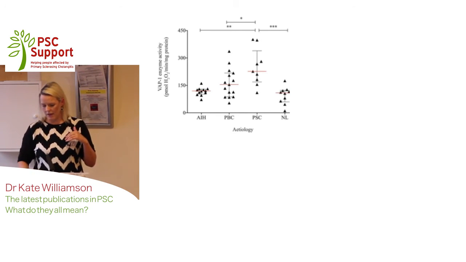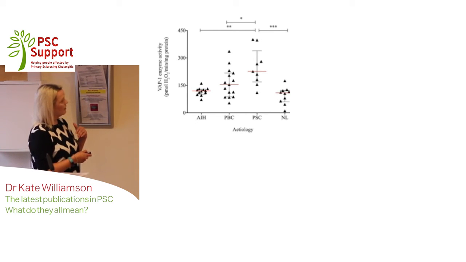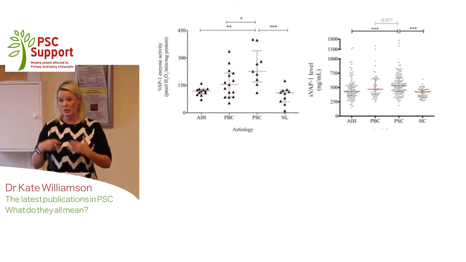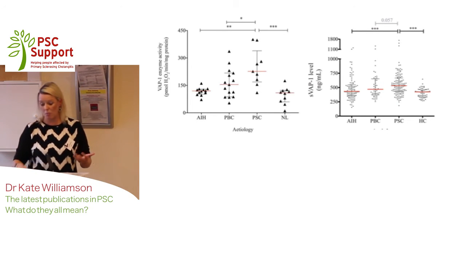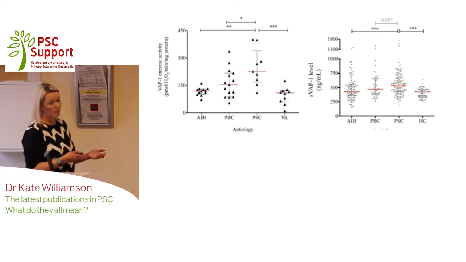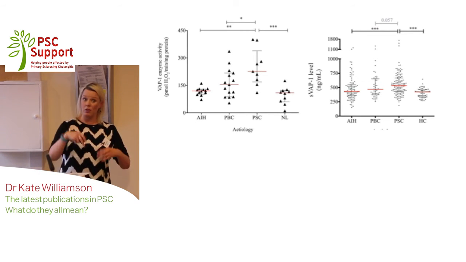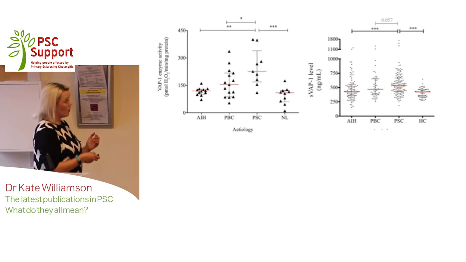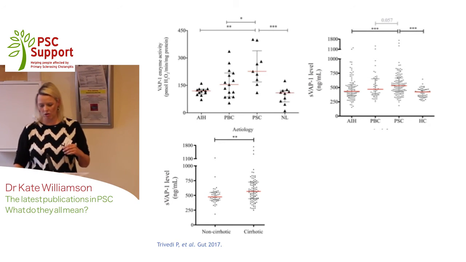And so what he found was in the liver, patients had higher activity, higher levels of VAP1 in PSC compared with PBC, normal liver and autoimmune hepatitis. So there was more VAP1 in the liver in PSC, or more activity. He also looked in the blood, because the VAP1 can actually come off and float around in the blood, and he found that there were higher amounts, that red line, higher amounts in PSC compared with controls.